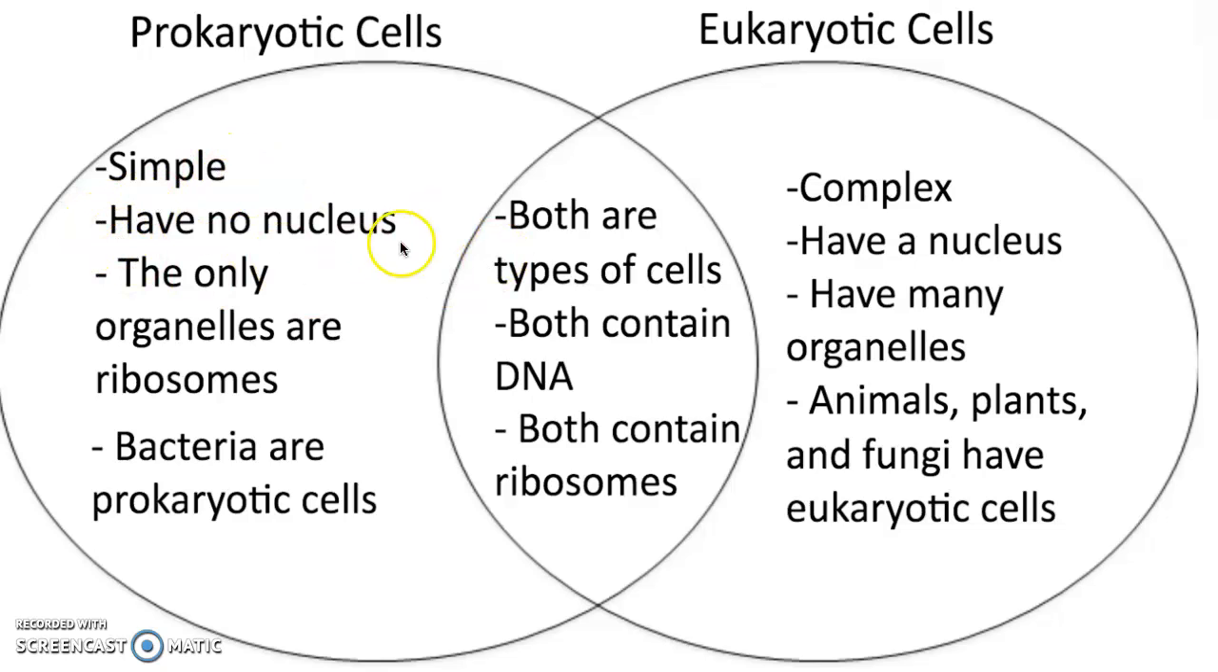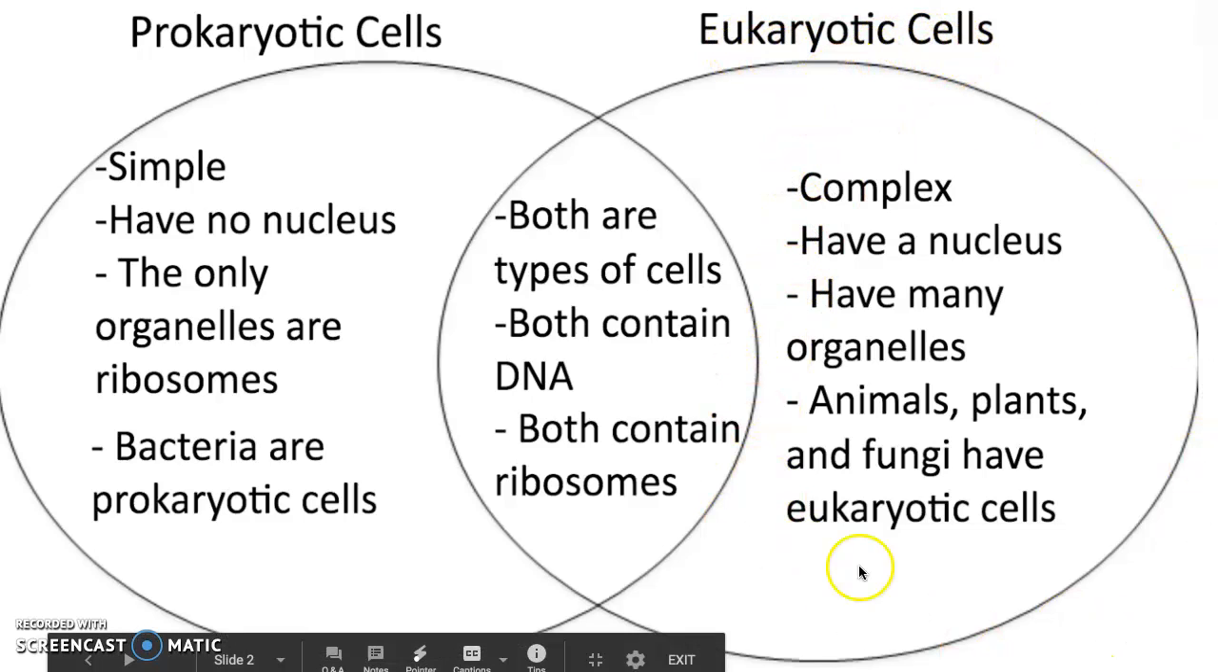So they don't have any nucleus. The only organelles that they really have that are structured are going to be those ribosomes. Compared to eukaryotic cells, they do have a nucleus, which we'll talk a little bit more about today, and they have lots of other organelles. Okay, so recall that animal cells, the ones that we will be talking about today, belong in the eukaryotic category. So everything that we're talking about today belongs in this eukaryotic category.